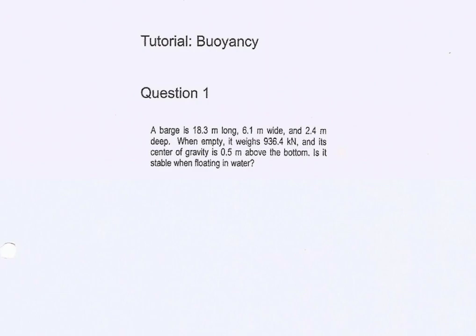This is a tutorial for buoyancy. Question 1. A barge is 18.3 meters long, 6.1 meters wide and 2.4 meters deep. When empty, its weight is 936.4 kilonewtons and its center of gravity is 0.5 meter above the bottom. Is it stable when floating in water?